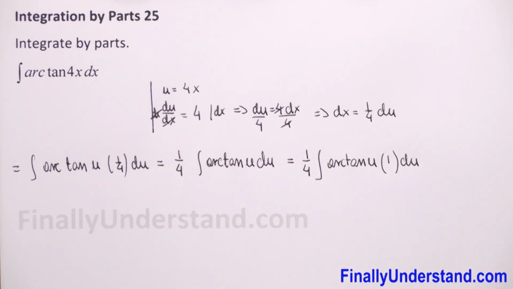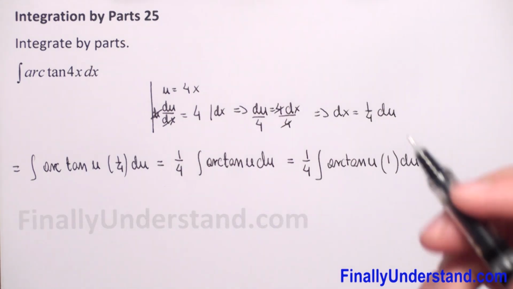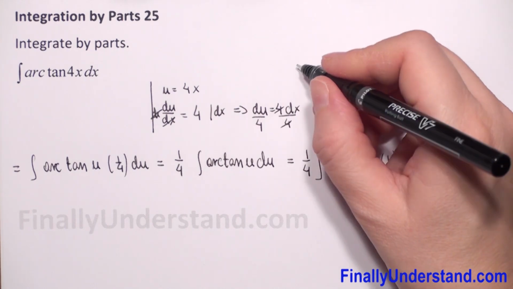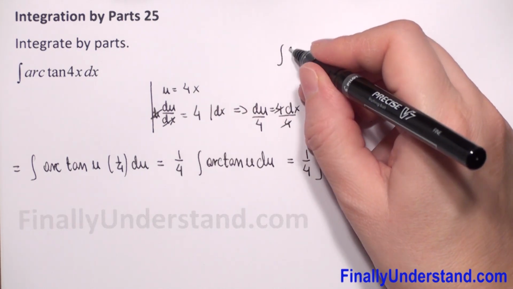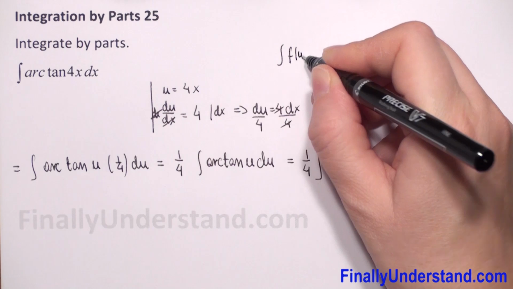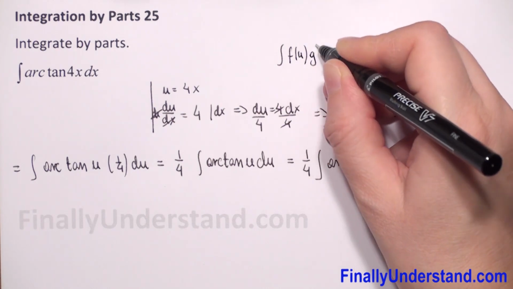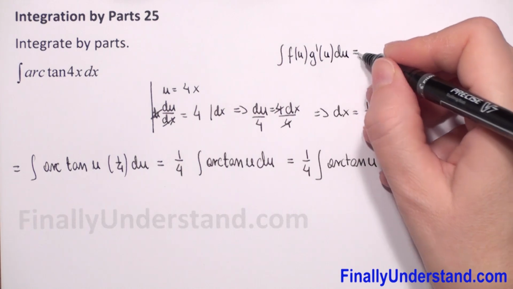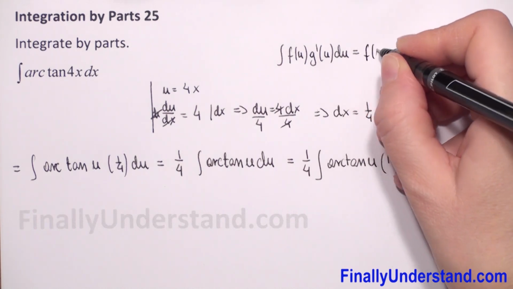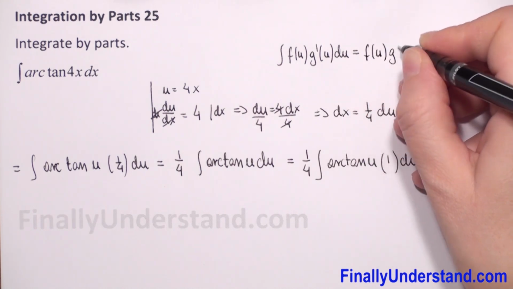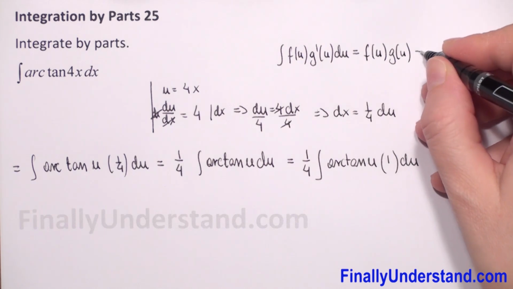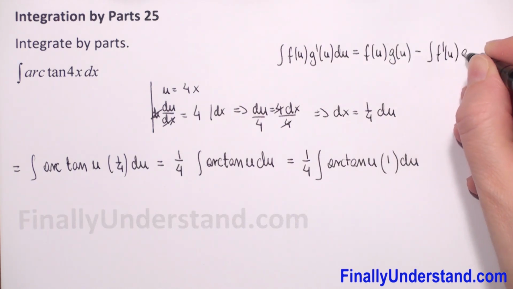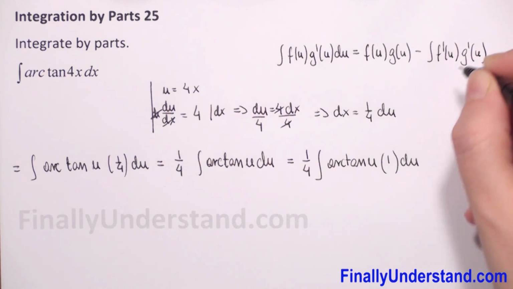Let me remind you of this formula now. I will put this in the right corner. When we have the integral of f of u times g prime of u with respect to u, this is equal to f of u times g of u minus the integral of f prime of u times g of u.